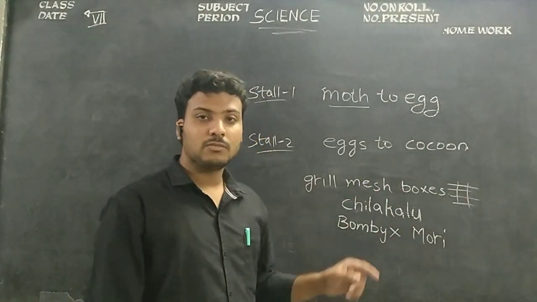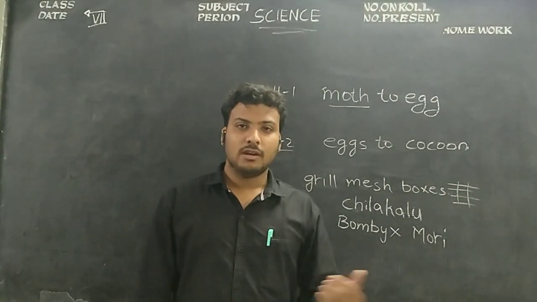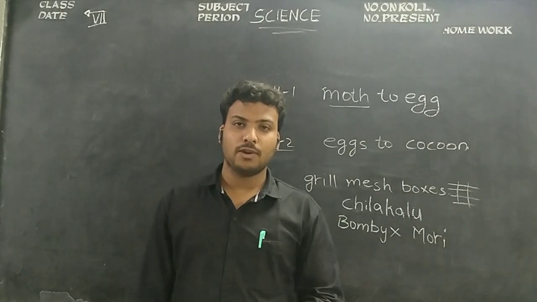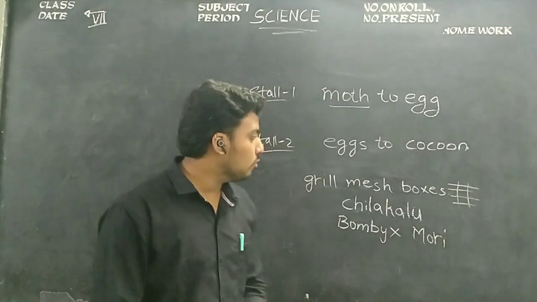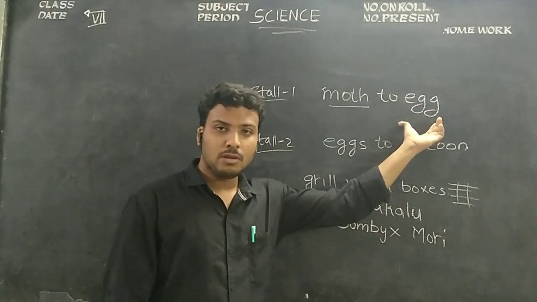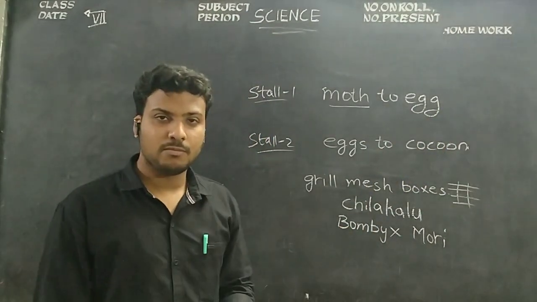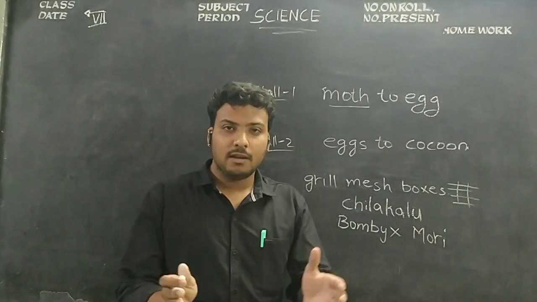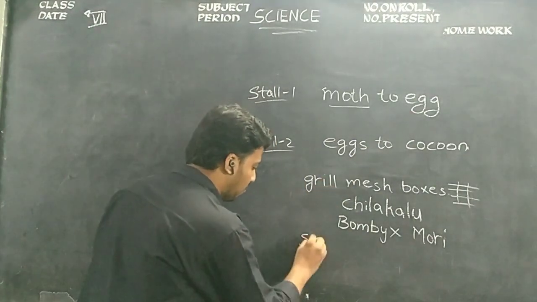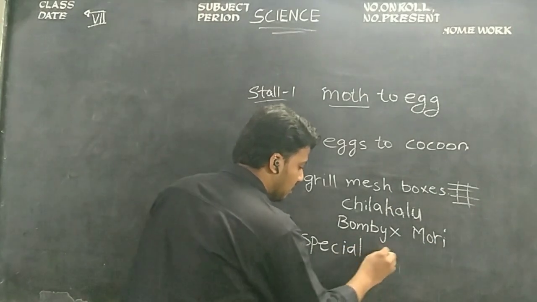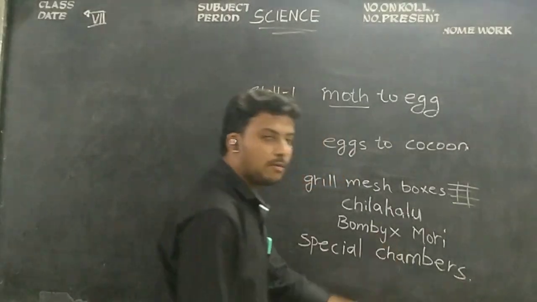Children, farmers from different districts, you know, our Andhra Pradesh has 13 districts, children. 9 from Coastal Andhra and 4 from Rayalaseema. So from the entire 13 districts, they come to buy these eggs, children. Understand, children? They come and buy moth eggs. They take these moth eggs and keep them on a bed of mulberry, or you can simply say they store these eggs in special chambers, children.